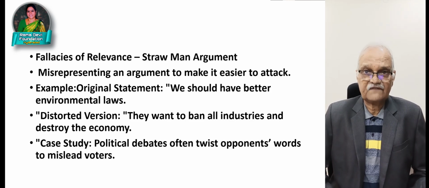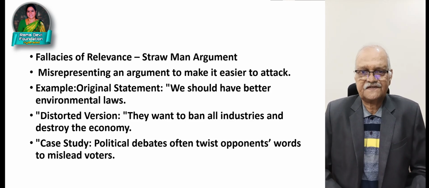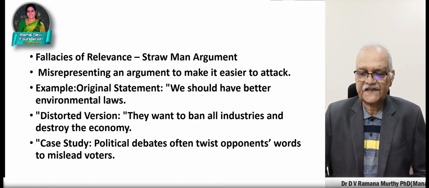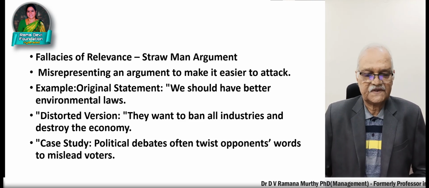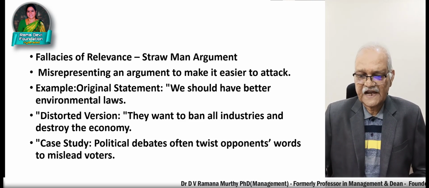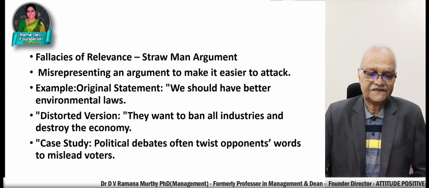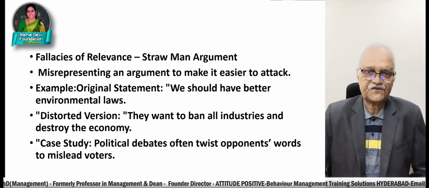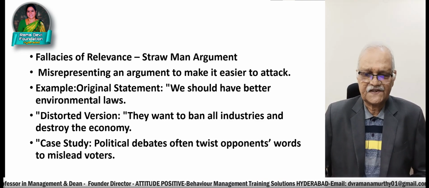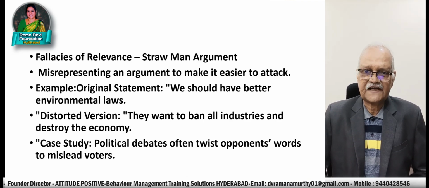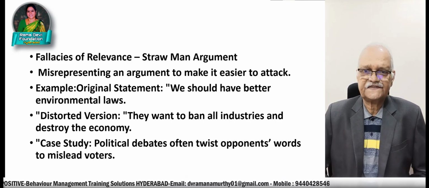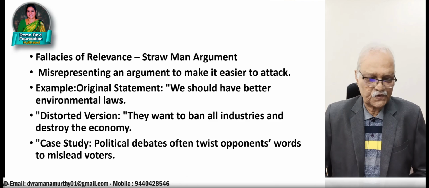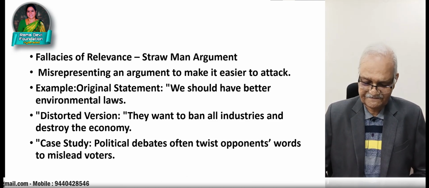Fallacies of relevance, straw man argument. It is a clear case of misrepresenting an argument to make it easier to attack. For example, the original statement goes like this: we should have better environmental laws. The distorted version can be, they want to ban all industries and destroy the economy. This is a clear case of straw man fallacy of relevance. Another case in point is that political debates often twist opponents' words to mislead voters.